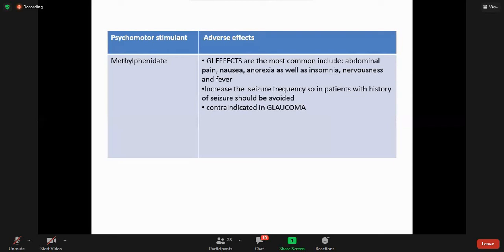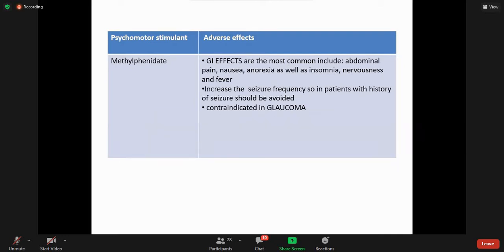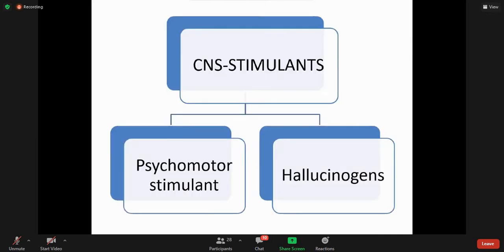Methylphenidate: GI-related effects are the most common, such as pain, nausea, anorexia, as well as insomnia, nervousness, and fever. It increases the seizure frequency, so it should be avoided in patients with a history of seizure, and it should be contraindicated if a patient has a history of glaucoma.